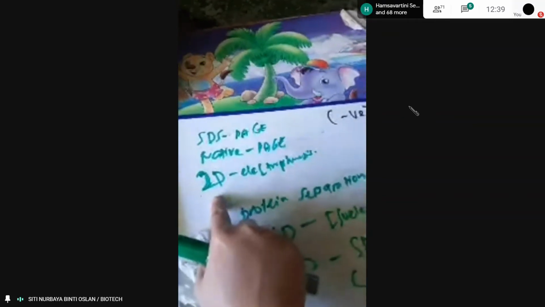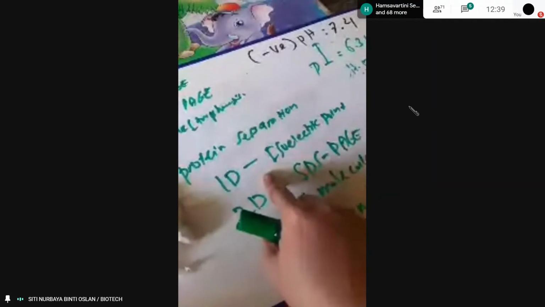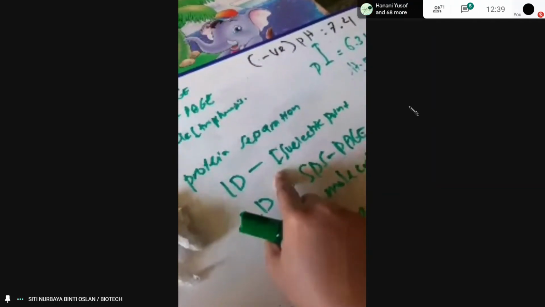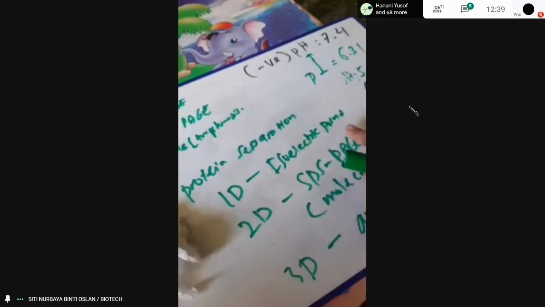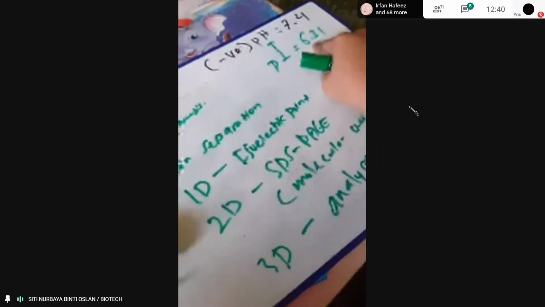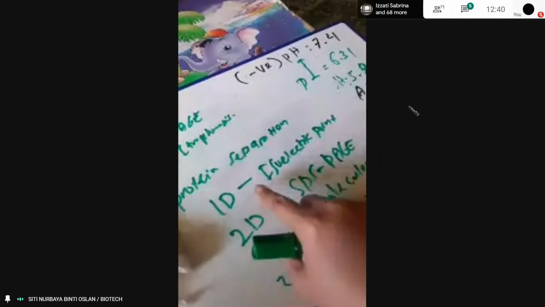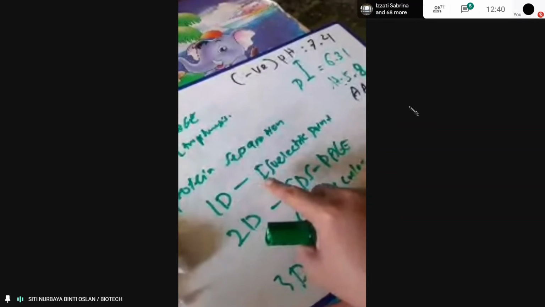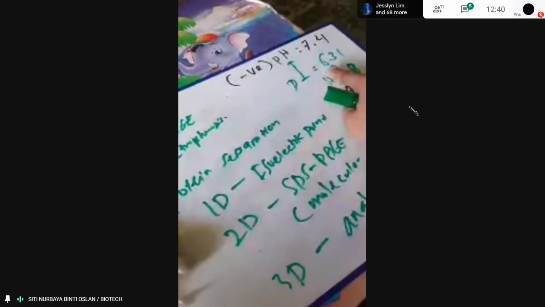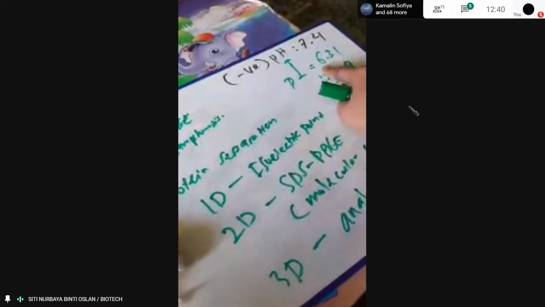If you are talking about 2D electrophoresis, it involves the isoelectric point, where the protein is separated based on the PI. For example, if T1 lipase has a PI of 6.3, in the first dimension the T1 lipase will be separated based on the PI, which is 6.31.